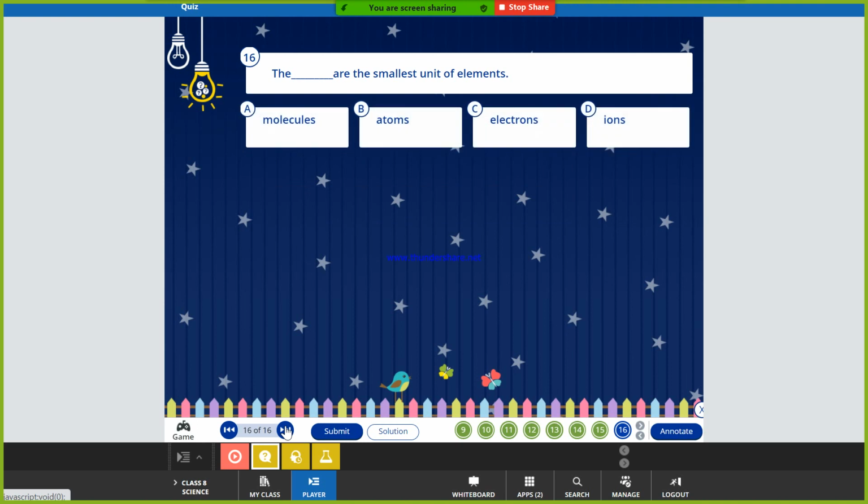Question 16. Dash are the smallest unit of an element. Listen to me. Atoms, molecules, electrons, ions. Atoms. Okay, very good. Thank you, students.